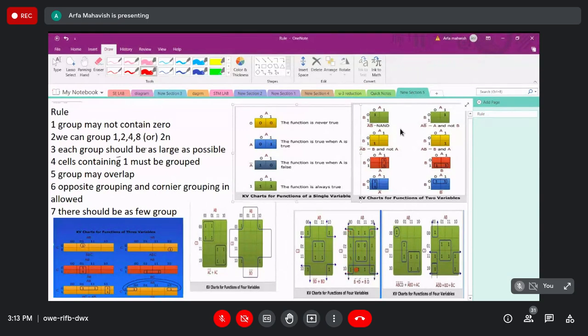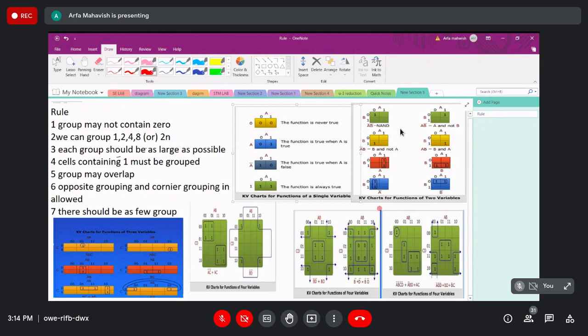So whenever you're finding this kind of groups, make sure you take the largest group. You are not required to take small groups of two. No need. If you do these types of things, you will face a problem while solving the KV chart. Your expression won't be as simple as you want.